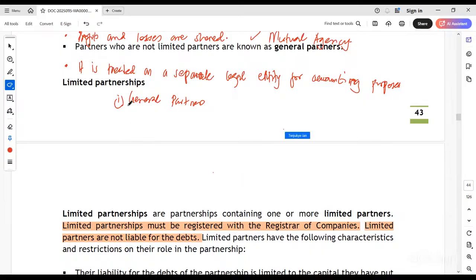So under these partnerships we have general partners, and then we also have limited partners. The general partners have unlimited liability for partnership debts.